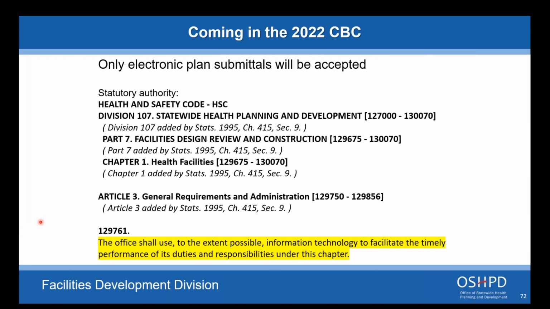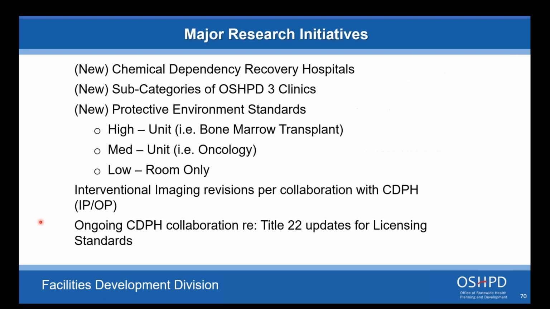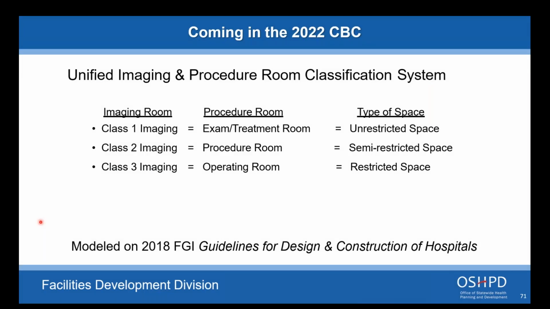One of the things we're looking at for 22 is going 100% electronic. Right now we do allow paper. We're probably at 98% electronic reviews right now, but we are going to the point where we're going to be requiring all electronic reviews.